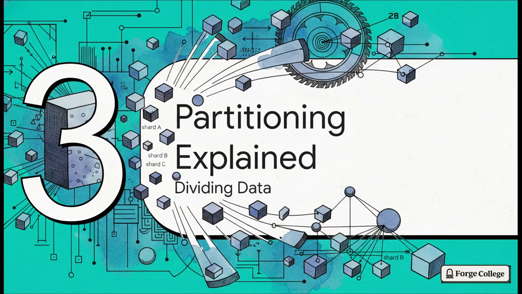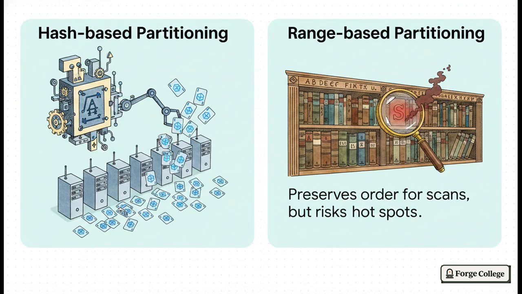Moving on to Section 3, Dividing Data, or Partitioning explained. So if replication is making copies of your data, partitioning, which you'll often hear called sharding, is splitting your massive data set into smaller, much more manageable chunks. We have 2 main approaches here.